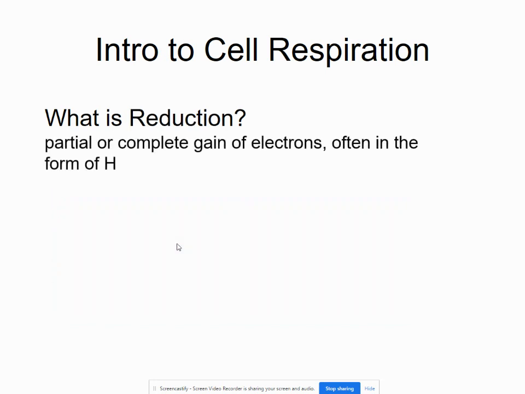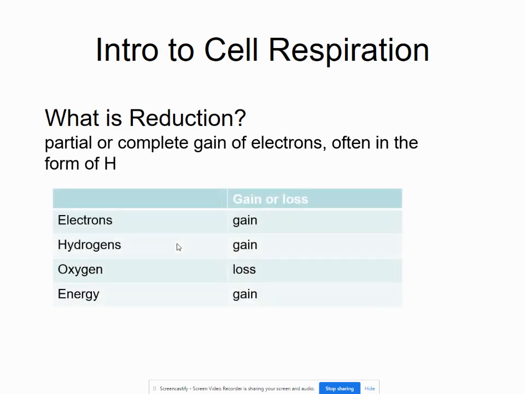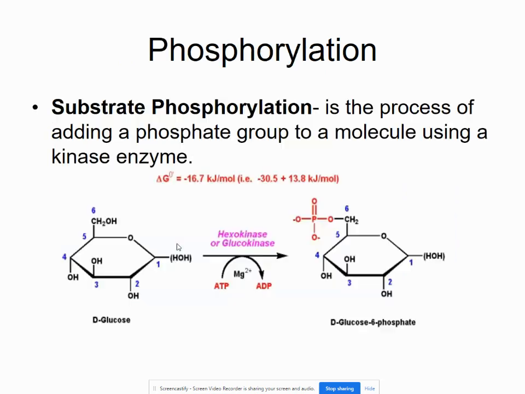So reduction is the gain of electrons, often in the form of hydrogen, also probably means the loss of oxygen. So electrons are gained, hydrogens are gained, we gain more energy, and there is a loss of oxygen. This sounds like a lot now, but we'll go over it again when we get through how glycolysis occurs, and hopefully that'll help you understand it more. But I would definitely write down this chart.